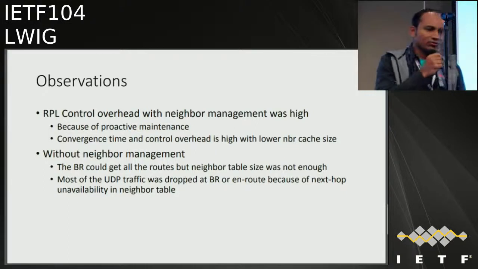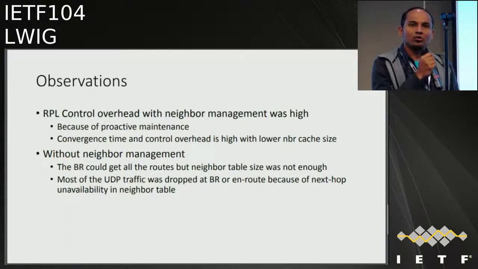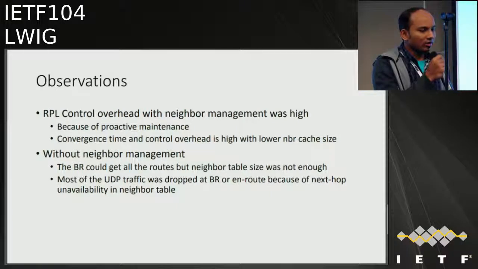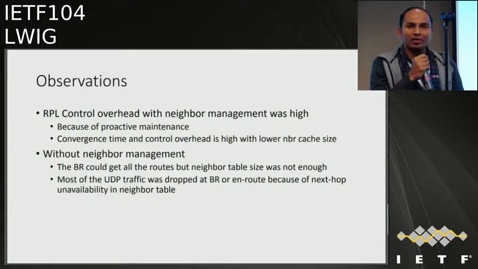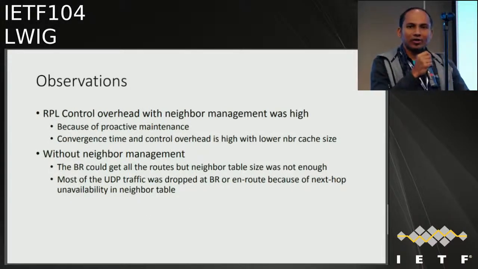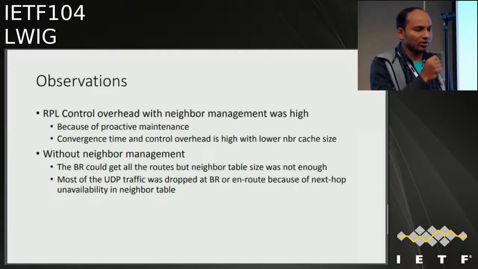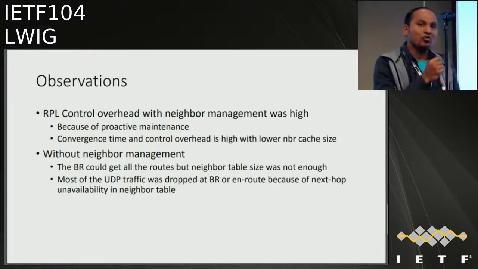There are some observations. Well, of course, with neighbor management policy, there's additional control overhead that is going to get incurred because of the proactive maintenance. So now the nodes in the network have to additionally signal some more information so as to make this proactive management possible. So that is the control overhead that we are talking of here. It increases with neighbor management policy. And the convergence time is also high.